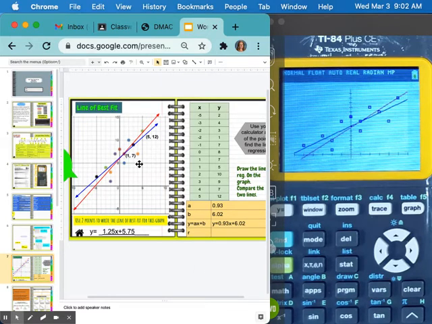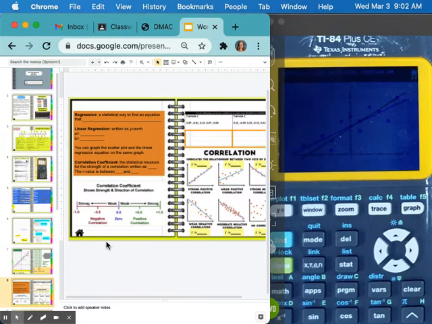All right, make sure you have the 2 lines on there. We're skipping R. We're going to come back to it after the next slide. So let's go to slide 8. We're going to fill in the blank on a few things.